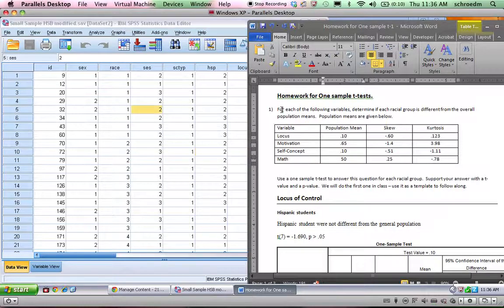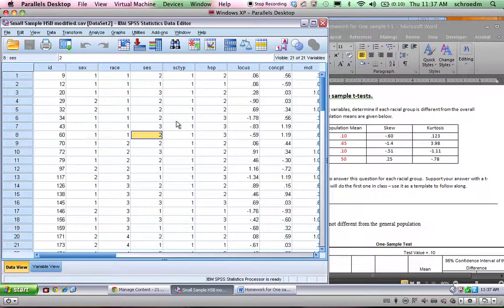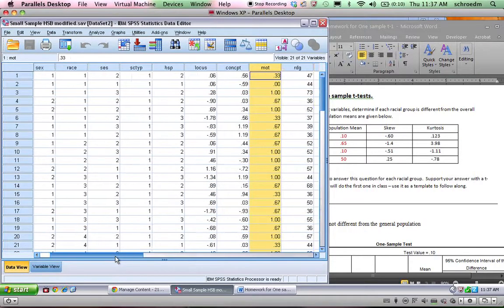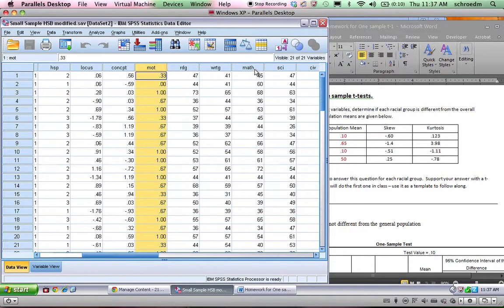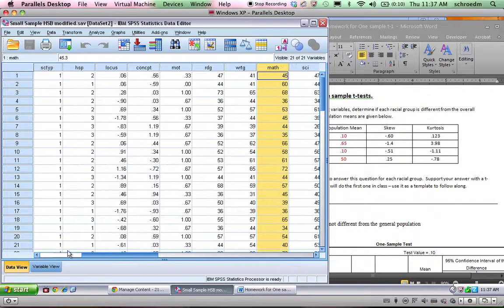Now, the task is to look at the following variables: locus, motivation, self-concept, and math, and determine if each racial group is different from the overall population means. Population means are given, again, right here. Now, what we want to do is look at these variables regarding motivation, and then also math t-scores, the first one.